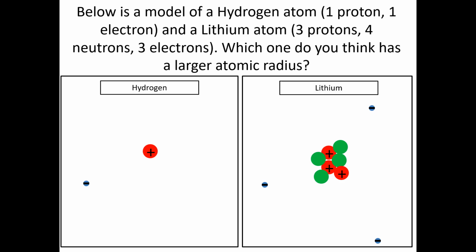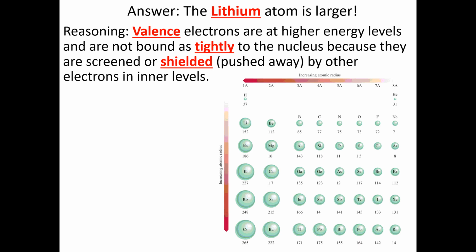Below is a model of a hydrogen atom and a lithium atom. Which one do you think has a larger radius? Well, lithium has 2 shells. Hydrogen only has 1. So just like we saw in the last problem, that should help you out if you want to pause the video before I put the answer up. The lithium atom is larger.